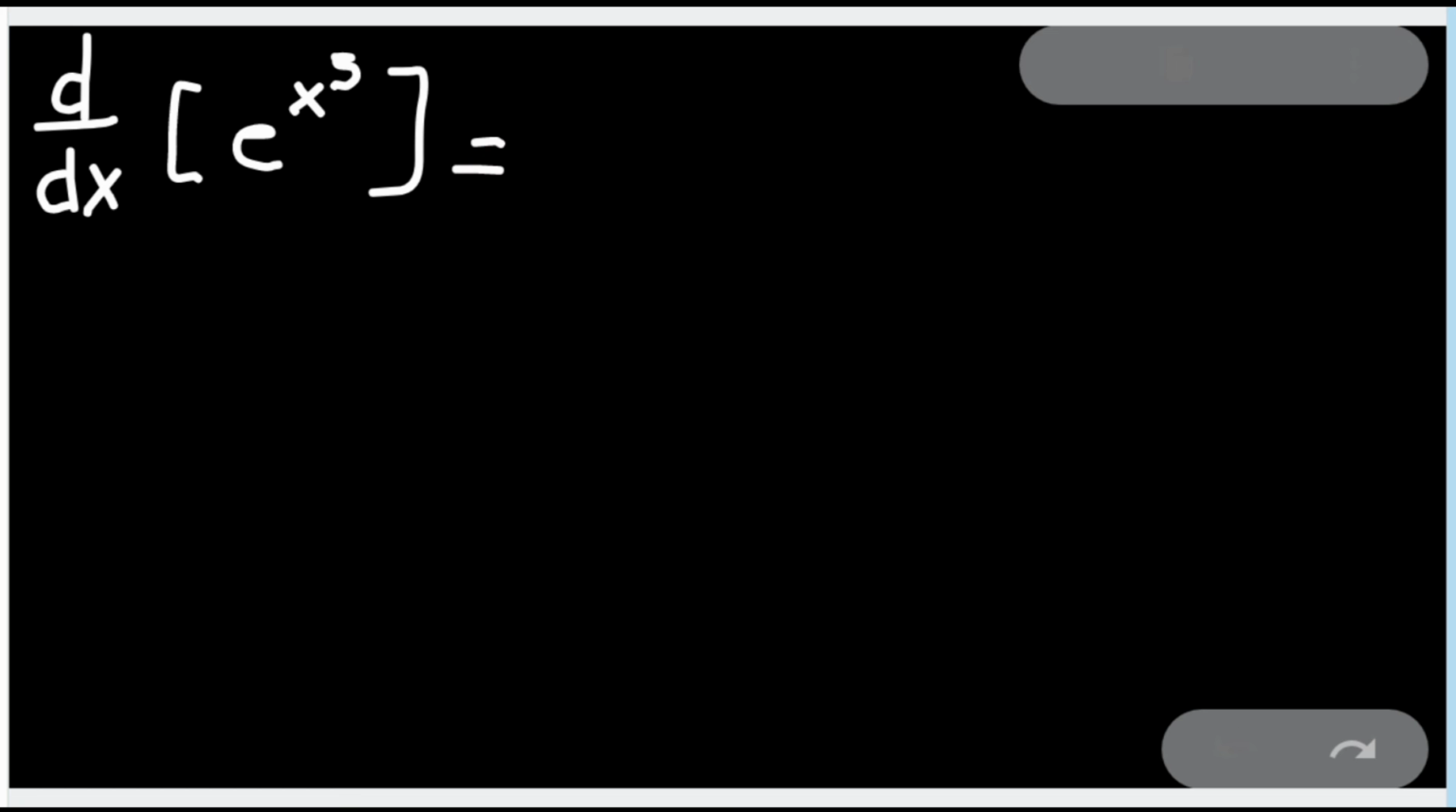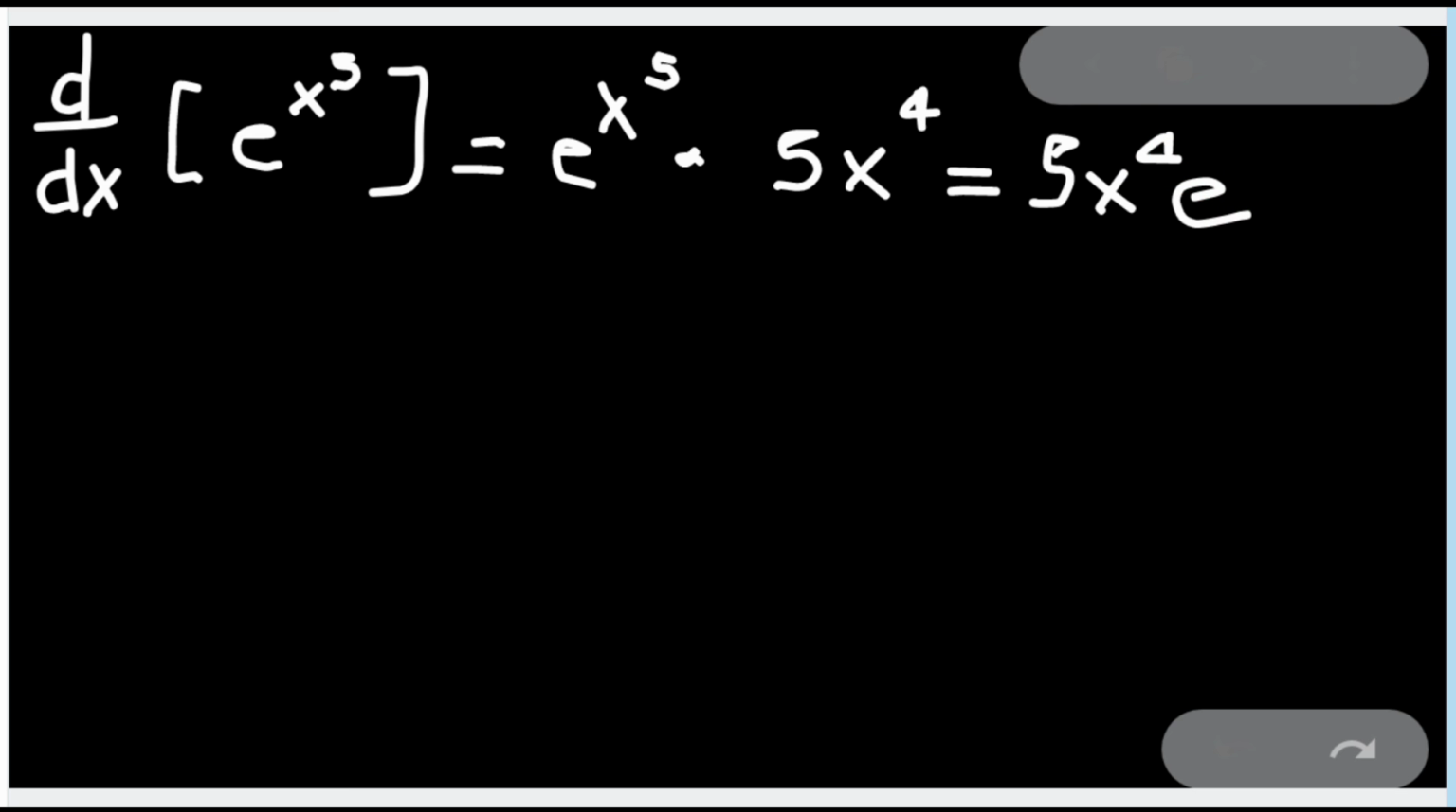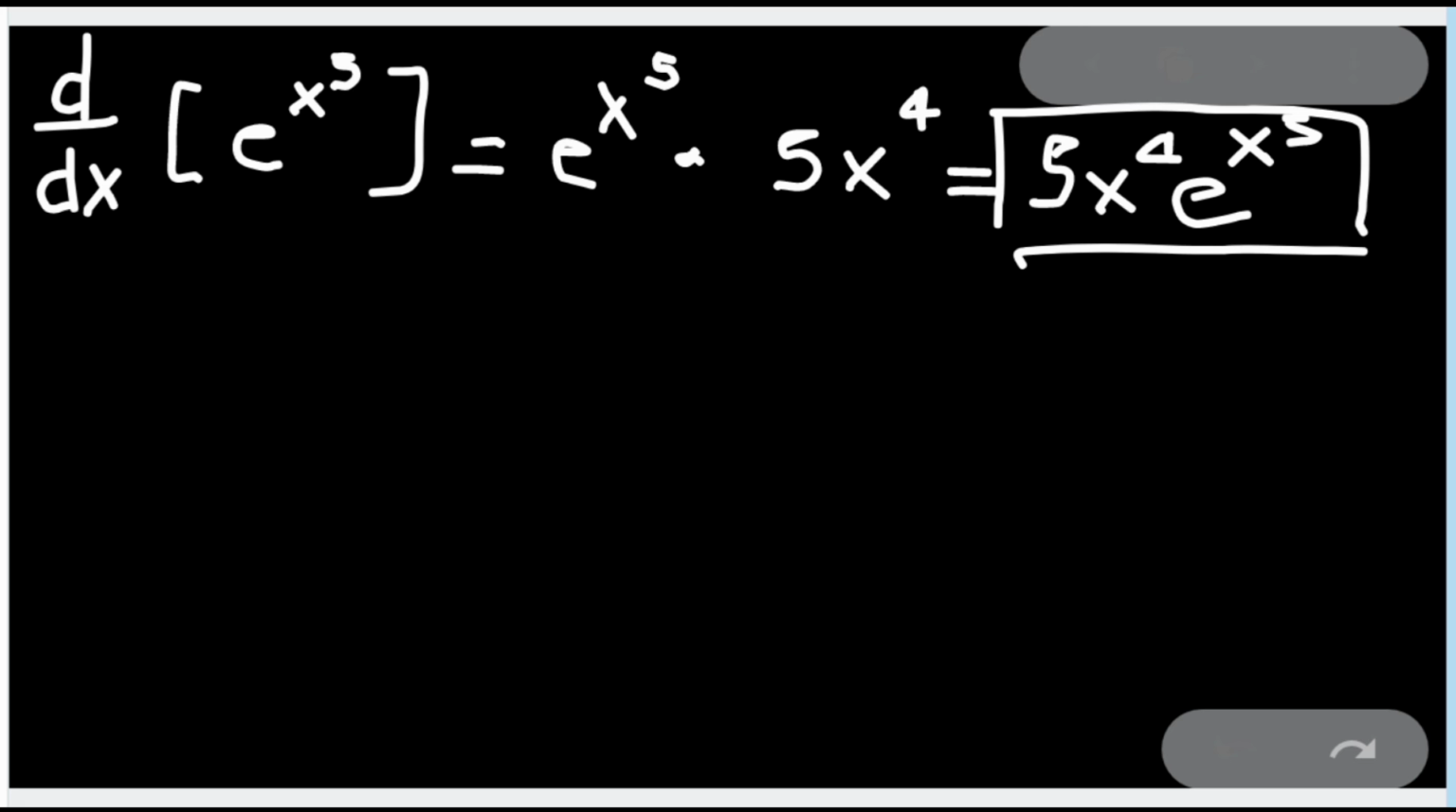So let's try another example. Let's say we have d over dx of e raised to x raised to 5. What we need to do is simply copy first e raised to x raised to 5, and our u here is x raised to 5. The derivative of x raised to 5, as we all know, is: copy 5, then copy x, then 5 minus 1 is 4. So what we have now is 5x raised to 4 times e raised to x to the 5th power. So that's our answer.